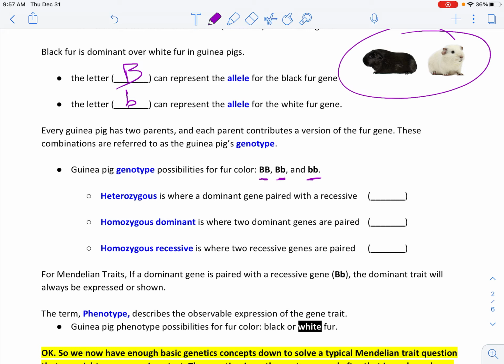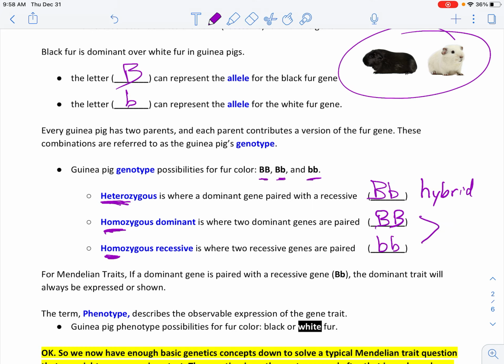So we use terms to describe those. So heterozygous. Hetero means one of each or different. So the heterozygous version of those genotypes would be that one, where you get one of each. Sometimes that's called a hybrid as well. Homo means both the same. And homozygous dominant would be the uppercase.